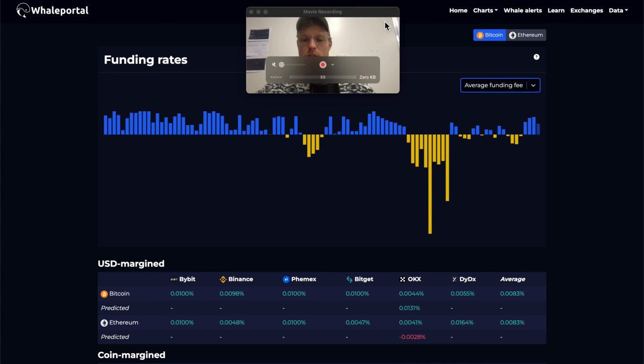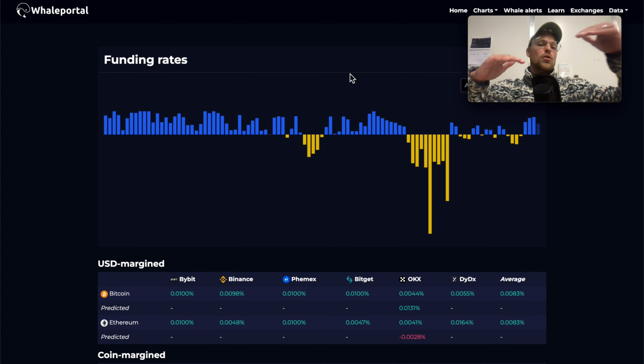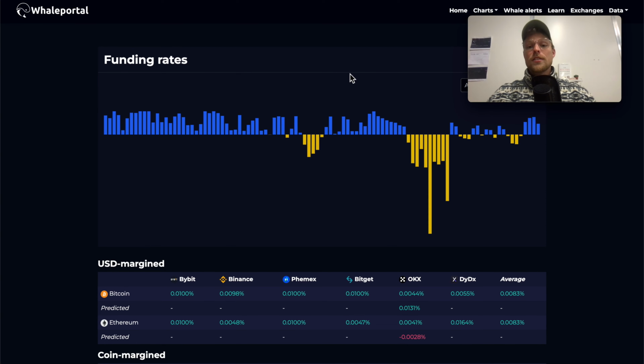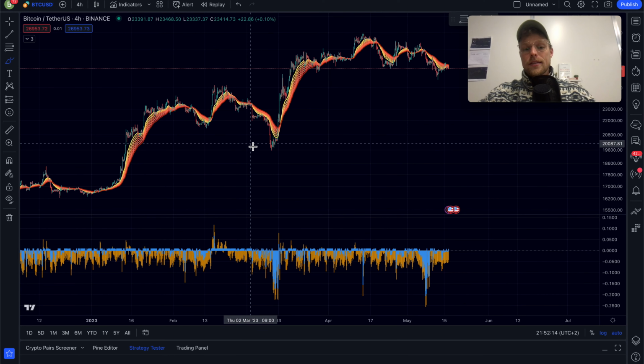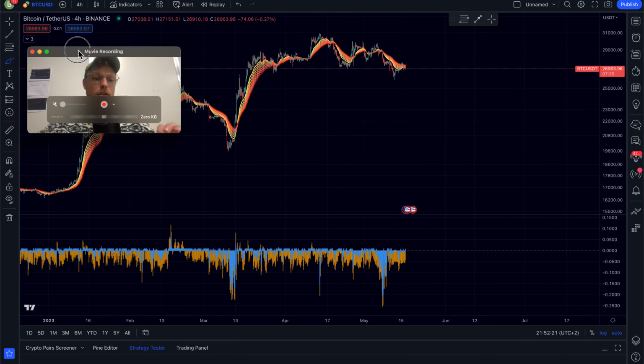But of course the best way to do it is to look at the average funding fee, because this takes the funding fee of every single exchange out there, Bitcoin, US dollar margins, and then calculates the average of that. So when that is negative, you have a high conviction that most people are shorting. When we then break above the EMA ribbon, you can actually open a long position.